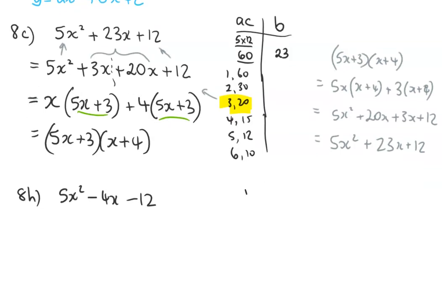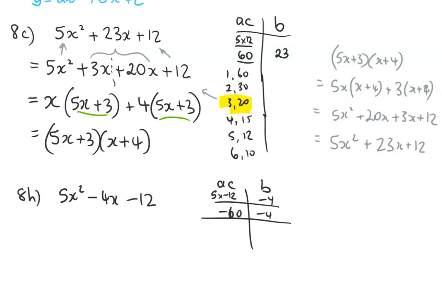Again, you set up your table. It's a times c that adds to give b. a times c is 5 times negative 12, and that's negative 60 again. Interesting. And then I've got negative 4 this time. So I've got to find factors of negative 60 that add to give negative 4. Coincidentally, I've already got my factors, they're all up just a bit above.